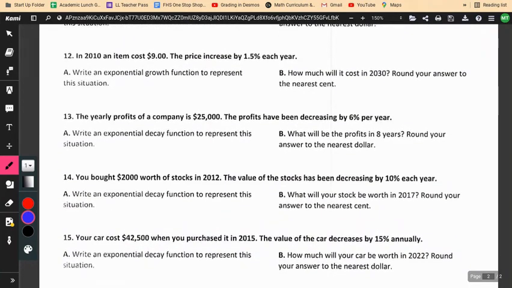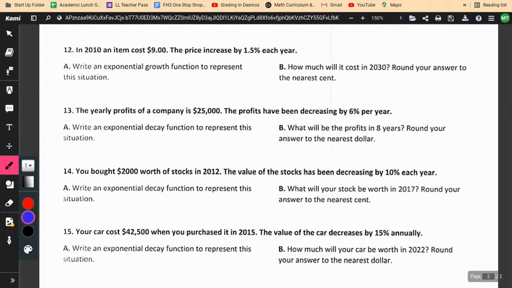So let's skip down to number 13. Okay, in number 13, we have a yearly profit that a company makes. So this is the principal. The profits have been decreasing, okay, by 6%. That's my rate. Okay, so decreasing, we have to understand we're going to subtract now. So again, I write my equation. Y equals 25,000 times 1 minus 0.06 raised to the power of t.